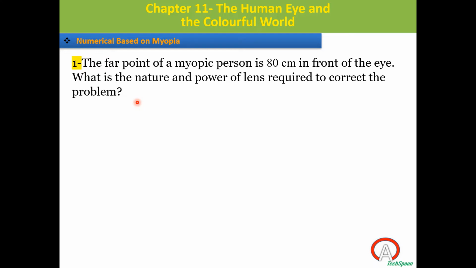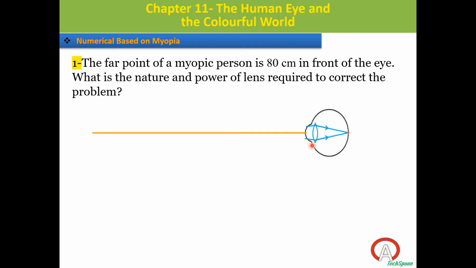But here, what is the question? The far point of a myopic person is 80 centimeter in front of the eye. What does it mean? Sir, till 80 centimeter he can see clearly. Yes, till 80 centimeter he can see.